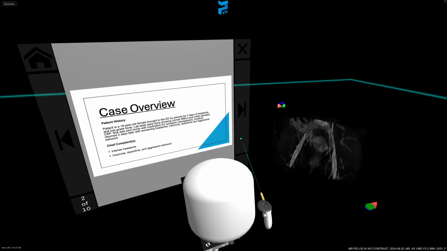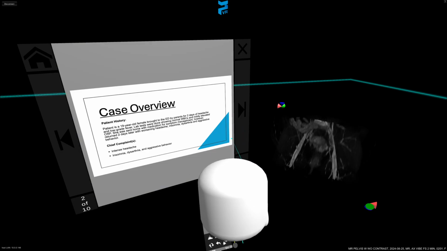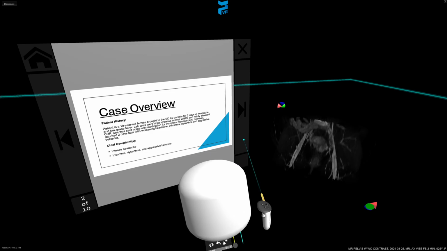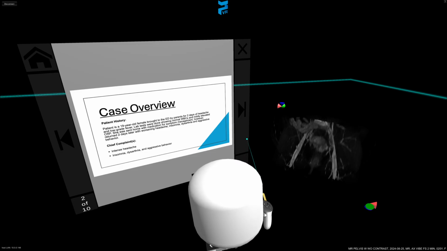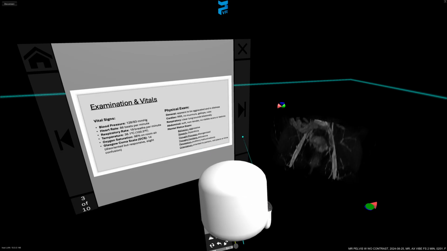For a brief overview of our case, we have a patient who is 19 years old, a female, brought to the ED by her parents for 2 days of headache and low-grade fever. Her lab tests were done, showing normal white blood cells, a mildly elevated CRP, and she was sent home with medications for symptom management. 2 days later, she was brought back with worsening symptoms, as well as the addition of new onset dysarthria and aggressive behavior.